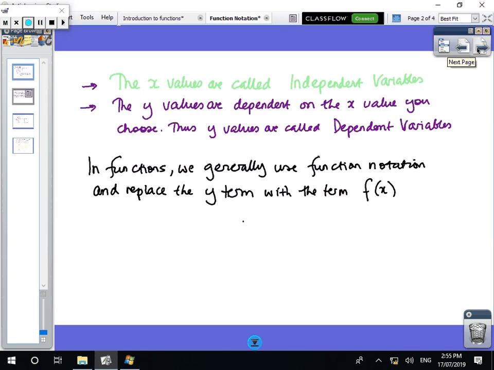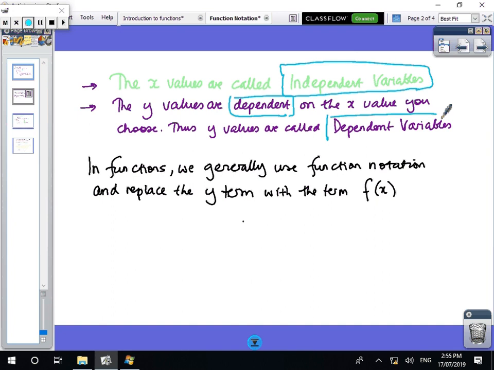Okay, the x values that you make up, these are called the independent variables, and we think we talked about that before. The y values are dependent on the x values, and they're called dependent variables. In functions we generally use function notation, and we replace the letter y with the expression f(x). It doesn't have to be just f(x), it could be g(x) or h(x) or p(x) or whatever. But for the time being, we'll just call it f(x), f for function.